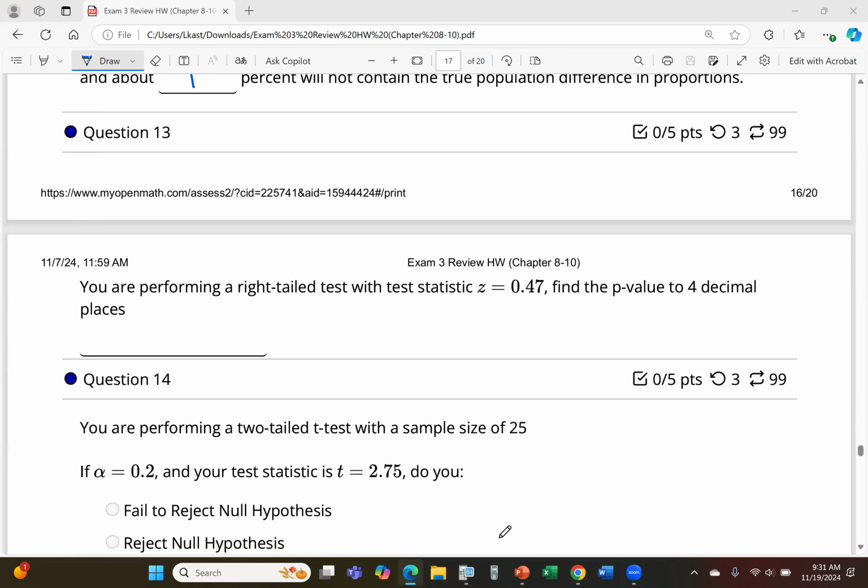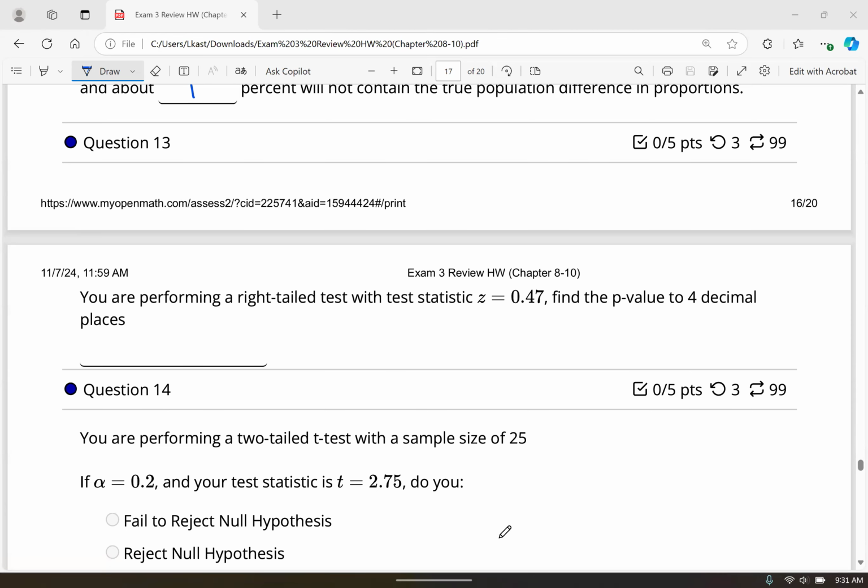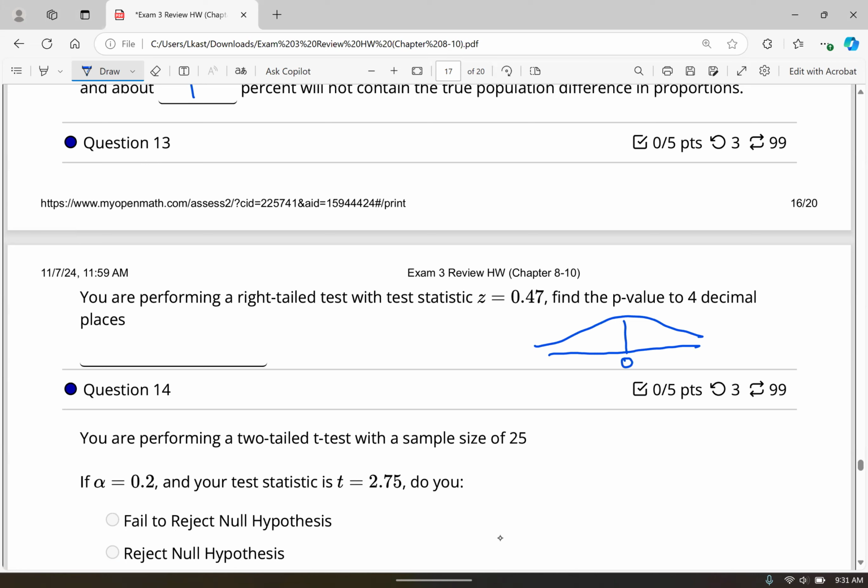So if it's a right-tailed test, I have to draw a picture. Right-tailed test, normal curve. So the center of the normal curve is 0. So z equals 0.47 is over there to the right of 0. And the p-value, since it's a right-tailed test, is the area under the curve to the right of 0.47.